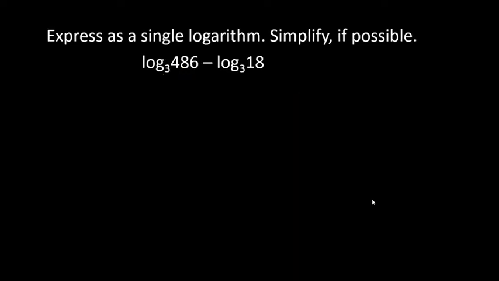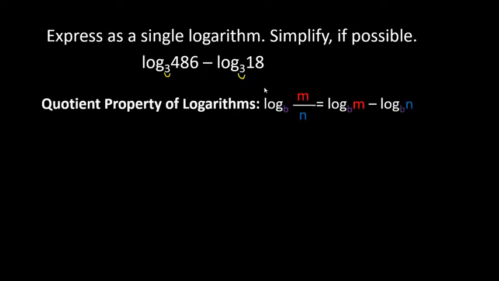Once again, let's just keep practicing. So we have log base 3 of 486 minus log base 3 of 18. I can combine them via subtraction and the quotient property because these logarithms have the same base. So I take 486 and I divide it by 18, once again dividing in order. And if that means you end up with some fraction, that's okay. You have to keep them in the order they appear. So 486 divided by 18 is 27, so this simplifies to log base 3 of 27.